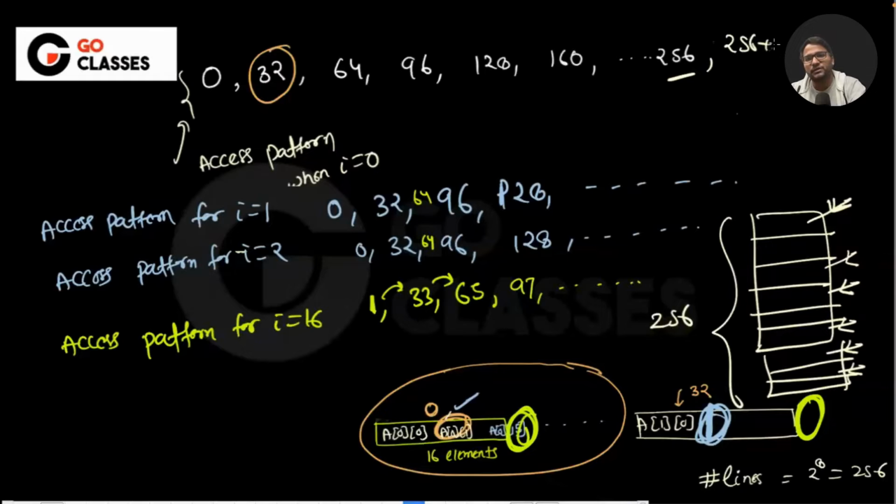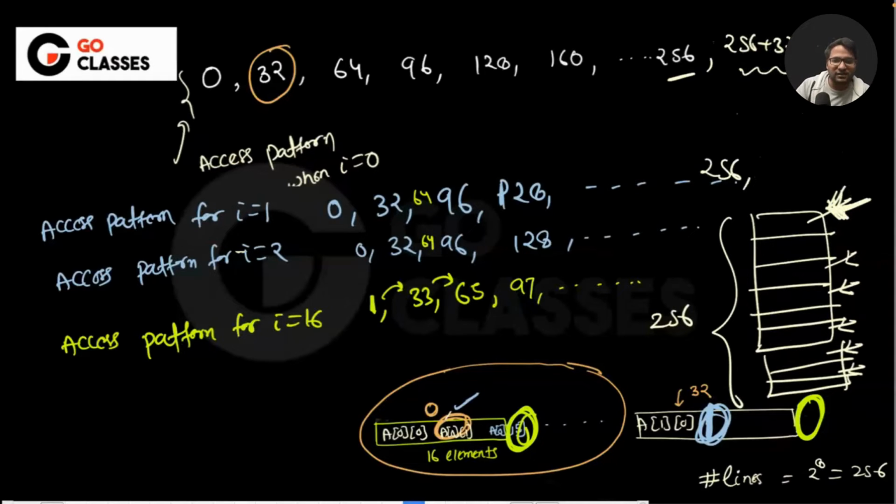Then 256 plus 32, right? So basically again you will go to line number 32, because this is mod 256. If you take mod 256, you will get 32. So maybe 8 or 9 you are filling only. For I equal to 0, for this total access pattern, will you be accessing after 256? Obviously, yes. This array is too big.